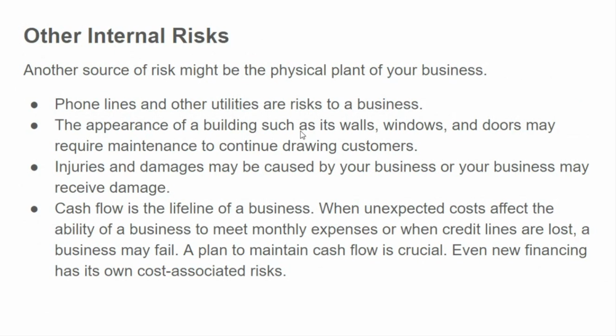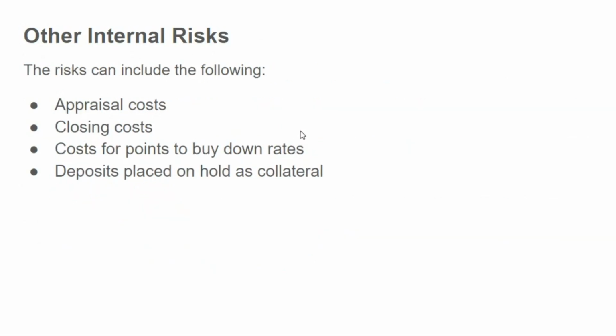And we talked about occupational health and safety. These injuries can cost you a lot of money in terms of fees for taking care of your employees. Other risks could include things like appraisal costs, how much your business is worth. You need to get it appraised. Closing costs when you buy something, the legal fees. Costs for points to pay down rates.